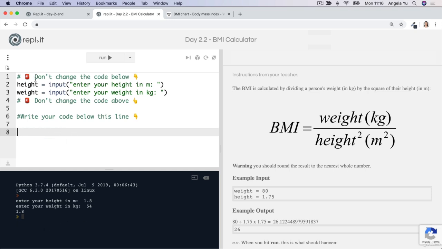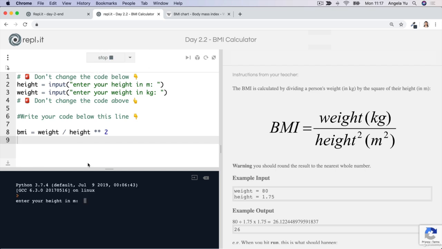If we can access the height and weight, then we can calculate the BMI by simply replicating the mathematical equation here. We know that the BMI is equal to the weight divided by the height squared. So we can take the weight and use the / for divide, and then divide it by the height squared. We're going to use the exponent operator, to the power of 2. So this is how we could work out the BMI.